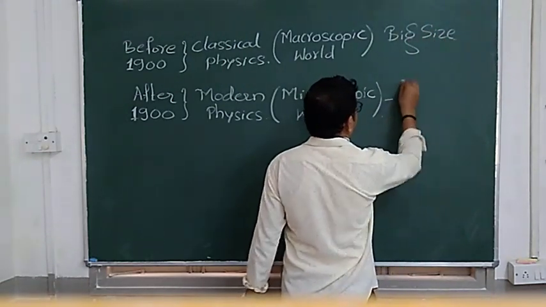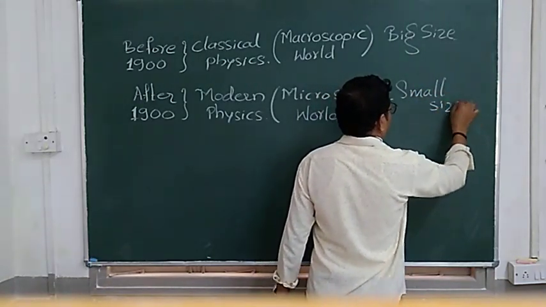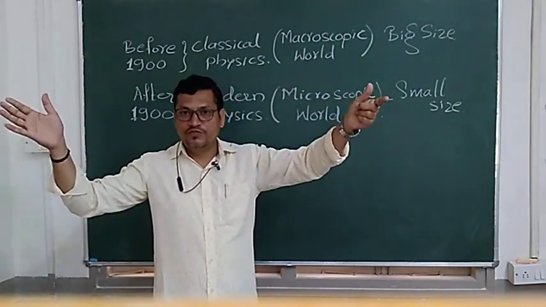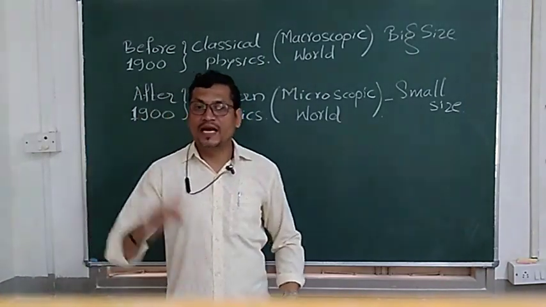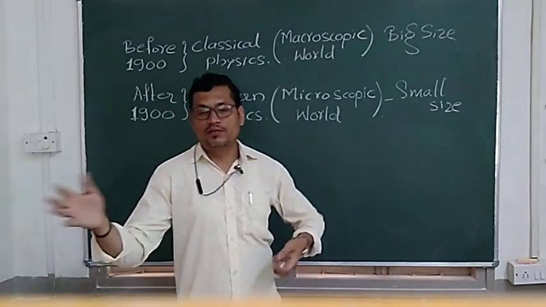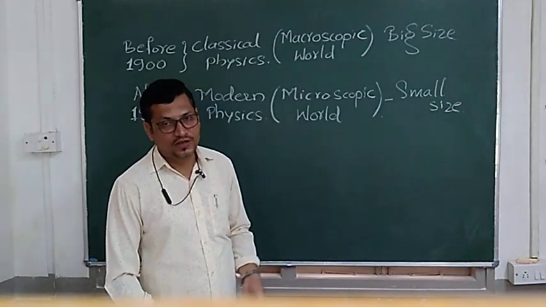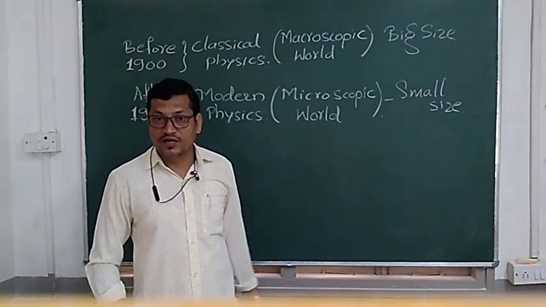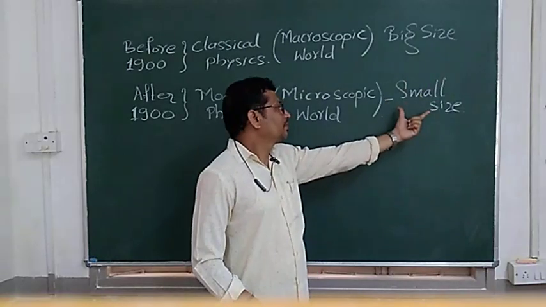Macro is a big size, and here it is small size. Micro means very small size, and macro means it is very big size. Big size in the sense universe, galaxies. Whatever the things are big in size, Earth, Moon, satellites, planets, these come under macroscopic world, because they are big in size.